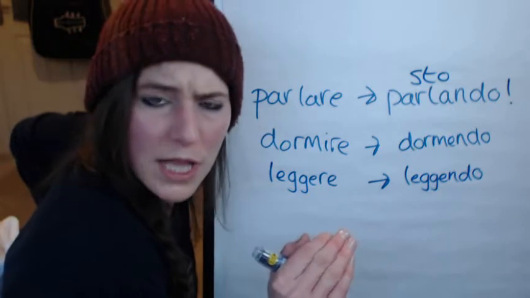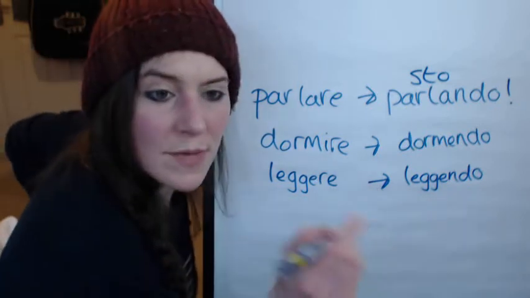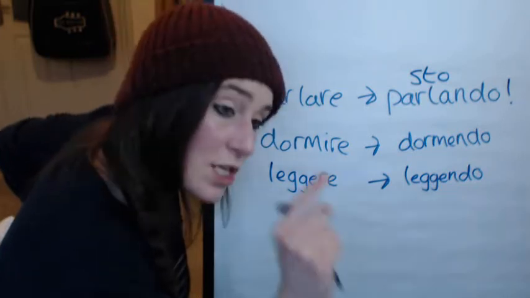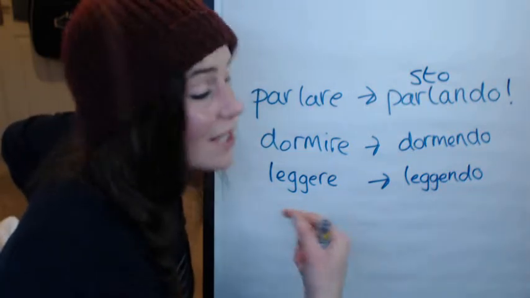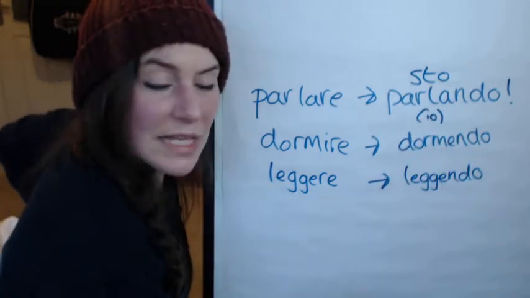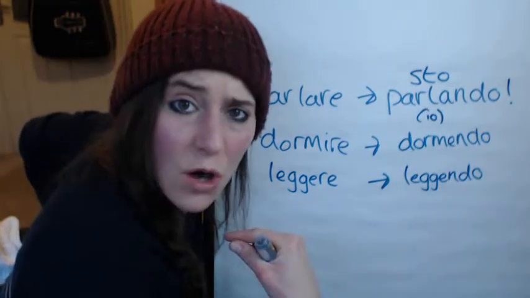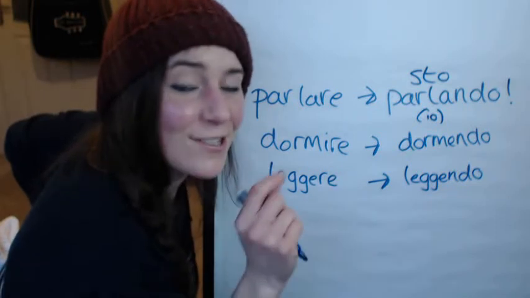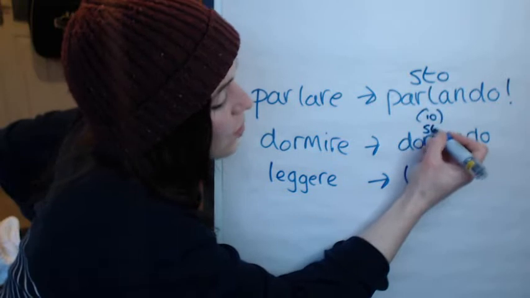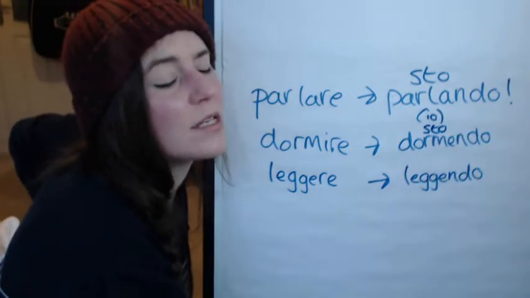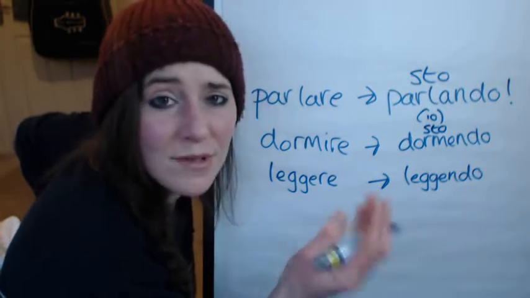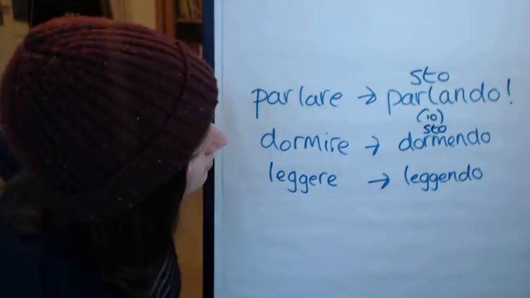Silenzio. Sto parlando. And if you want to emphatically say, I'm speaking now, like you guys stop speaking because I'm speaking now, then you can add io. Silenzio. Sto parlando io. Okay, but I would suggest not doing that because it's kind of rude. Sto dormendo. Oh, ma lasciami in pace. Sto dormendo. Leave me alone. I'm sleeping. Okay?